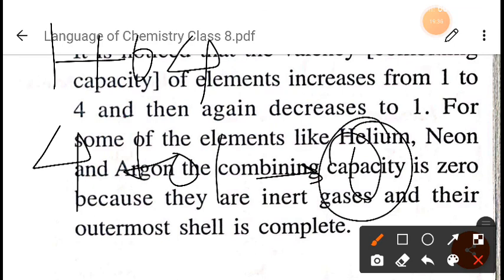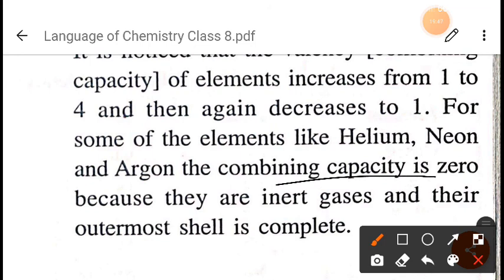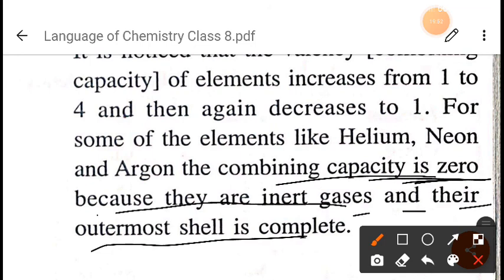Zero valency is for the noble gases, the inert gases. They do not combine with any other elements, as in the case of helium, neon, argon, krypton, xenon and radon. Their combining capacity is 0 because they are inert gases and their outermost shell is complete. I hope you have understood up to this.